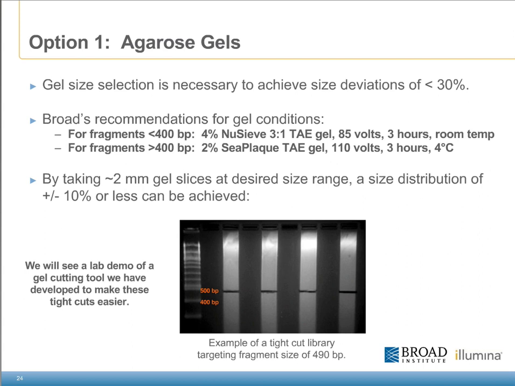We can also get very tight size distributions of 10% or less by taking very, very thin gel slices. In the image here at the bottom, you can see this is an example where we were targeting a 409 base pair fragment. And these gel slices are about 1 millimeter thick, and we were able to get plus or minus, I think that this was 5% here. And in the lab section, you'll see a demo of a gel cutting tool that we've developed that allows you to take these very, very uniform thin slices, and it makes taking these tight cuts a lot easier.